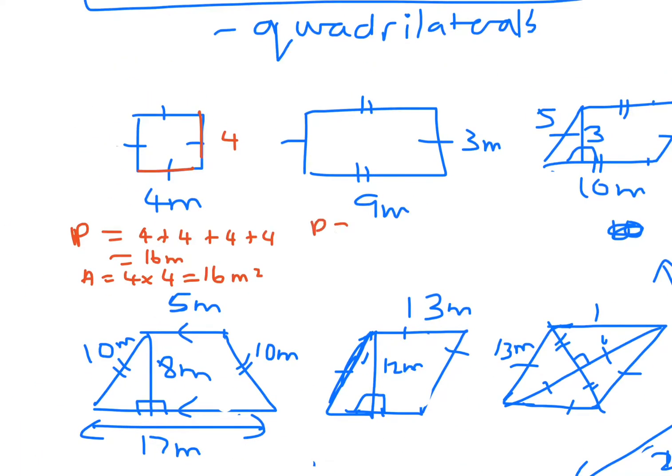Okay, the perimeter here would be 9 plus 3 plus 9 plus 3, which is 24 metres, and the area would be 9 times 3, which is 27 metres squared.